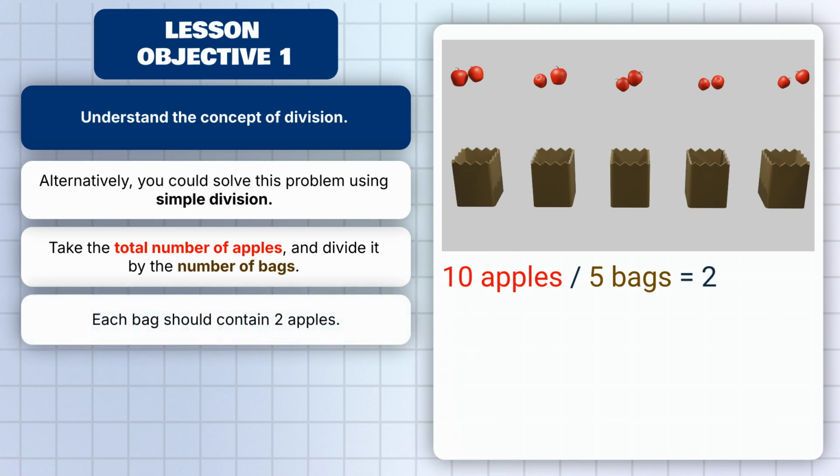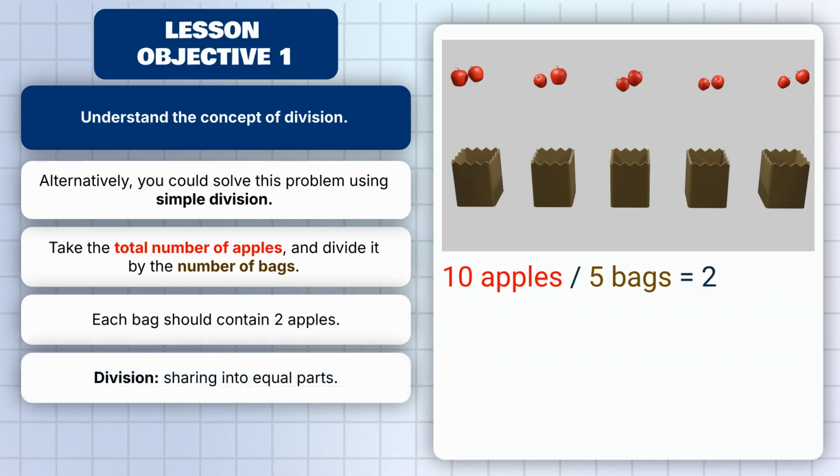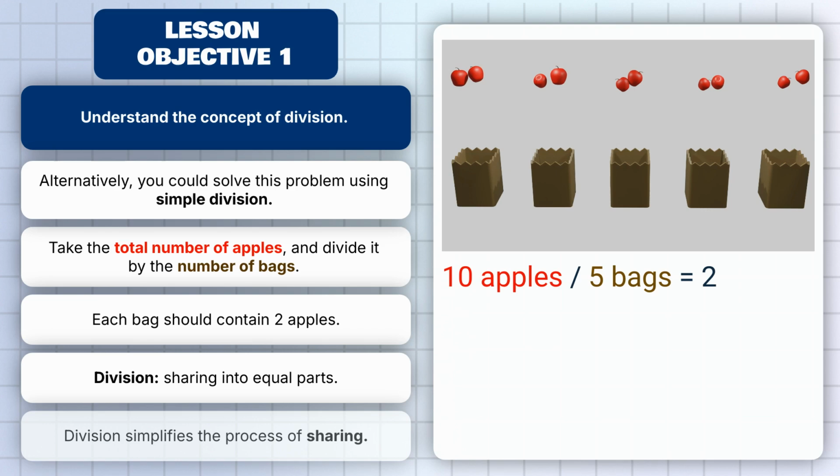This introduces to us the concept of division as sharing into equal parts. Instead of repeatedly adding apples to each bag, division provides a quick and effective way to determine how many apples go into each bag. Division thus simplifies the process of sharing. Rather than repeatedly distributing items one by one, a single division operation gives us the answer directly. This makes division a very powerful mathematical tool.